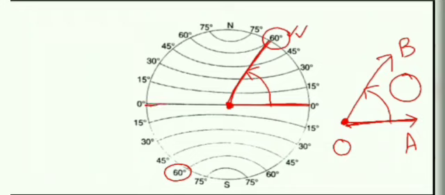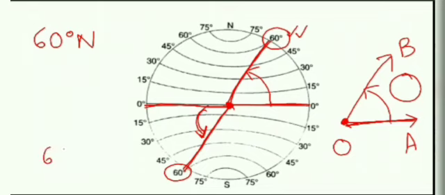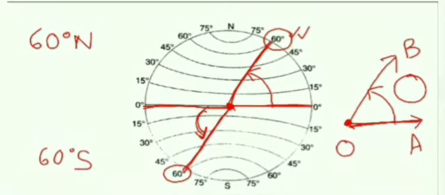The same goes for 60 degree south latitude. We measure from this line and we join. If you join this line, you will get 60 degrees south, because it is in the southern hemisphere. So there are 60 degree north and 60 degree south. Please don't forget to mention the direction, whether it is 60 degree north or 60 degree south.